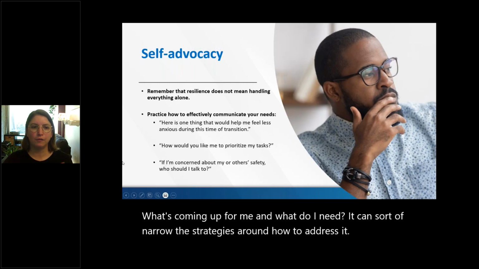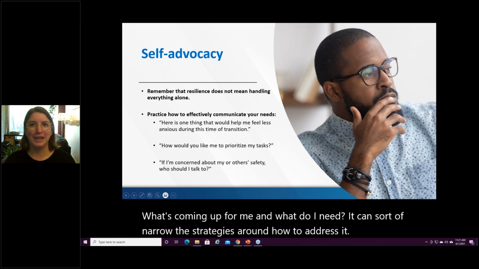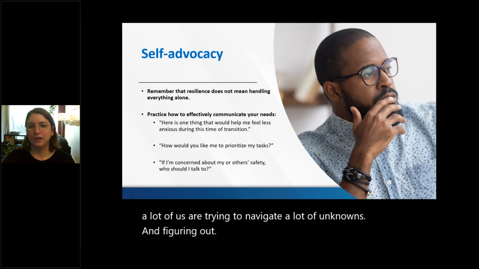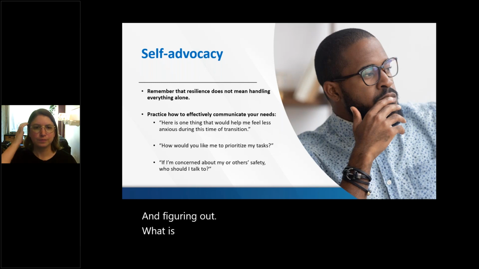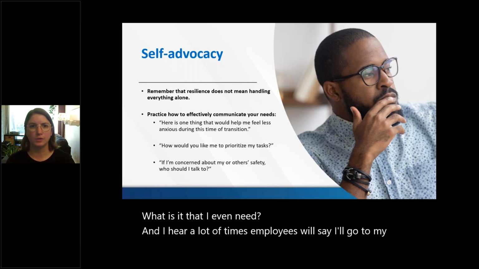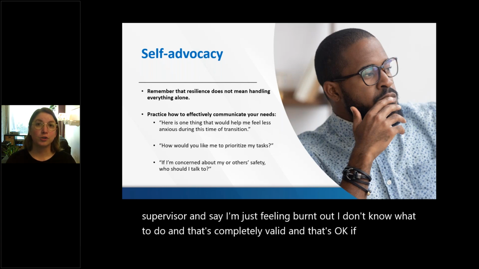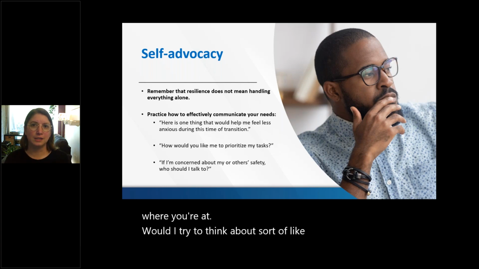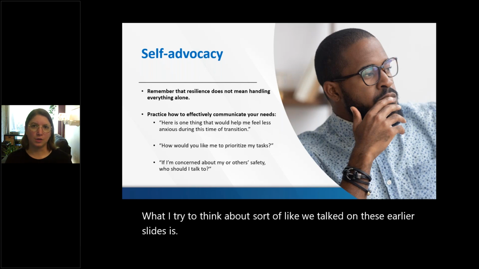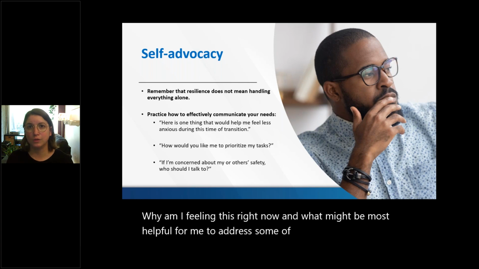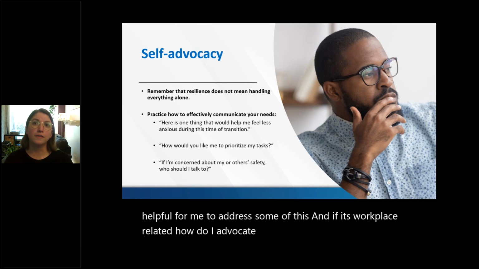So if we're thinking about self-advocacy, because I think right now, a lot of us are trying to navigate a lot of unknowns in figuring out what is it that I even need. And I hear a lot of times employees will say, I'll go to my supervisor and say, I'm just feeling burnt out. I don't know what to do. And that's completely valid. And that's okay if that's where you're at. What I try to think about, sort of like we talked on these earlier slides, is why am I feeling this right now? And what might be most helpful for me to address some of this? And if it's workplace related, how do I advocate for my needs more effectively?